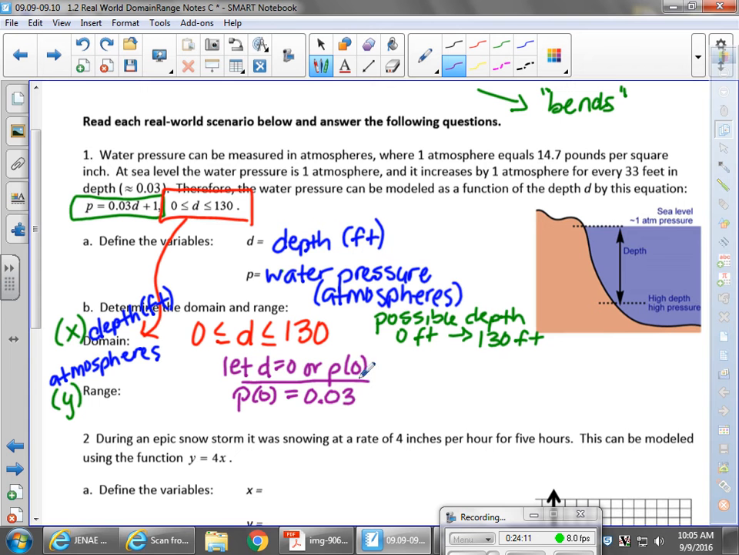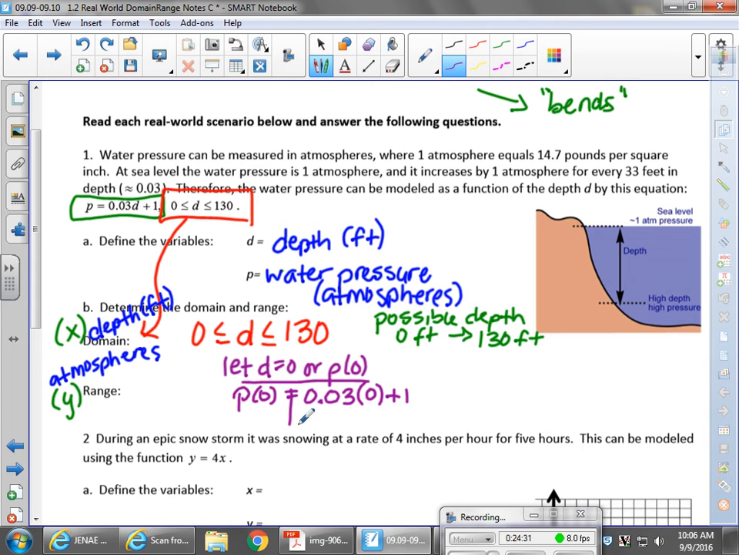0.03, good, times what? 0. Oh, careful, we're plugging in 0. So that's why I want you to give your work this title. Choose this or this, but I need to see it. Yes, function notation, wherever we see our input, we're going to plug in a 0 plus 1.